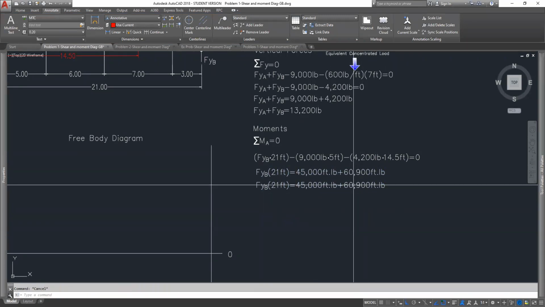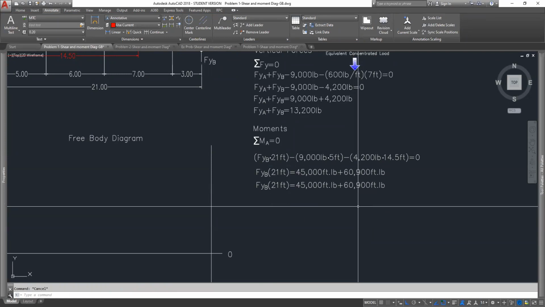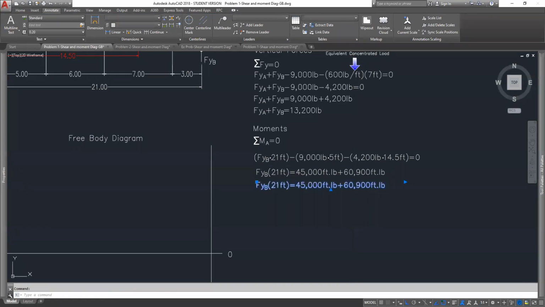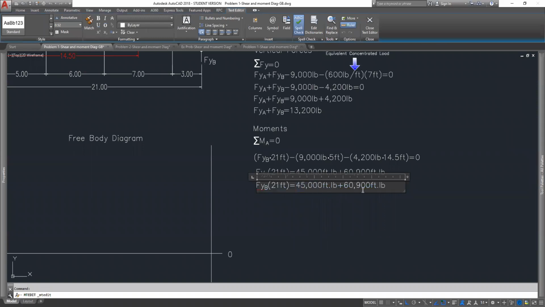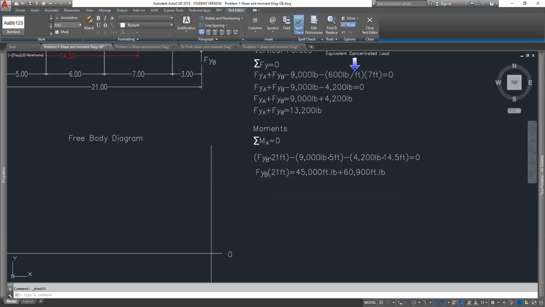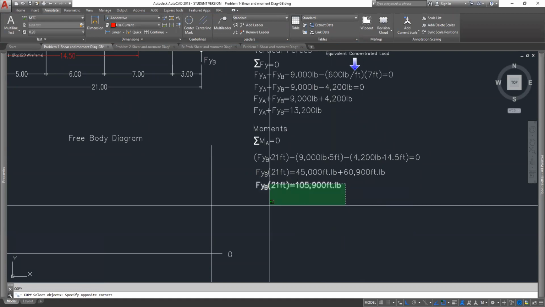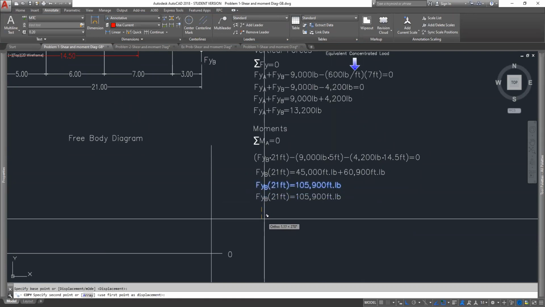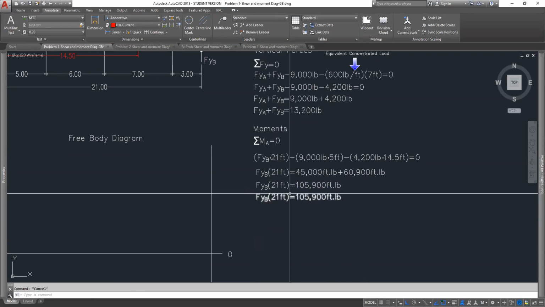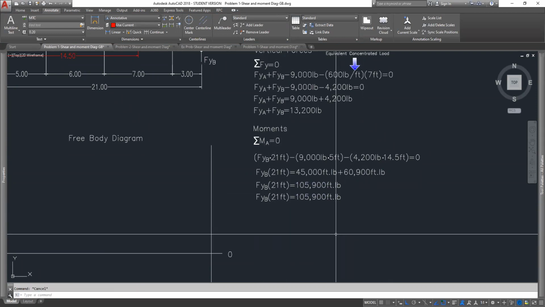What's my value here? Added together, it's 105,900 foot-pounds, correct? And then one last move. Let's isolate FYB. All we have to do is divide both sides by 21.